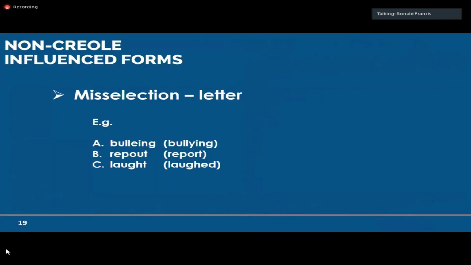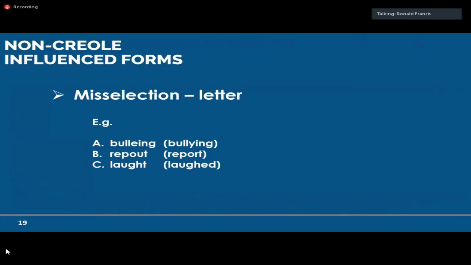You also have misselection of items. So bullying, for example, the child is just not aware of spelling conventions of English, or report, because OU in the word pour, for example, has the same sound as in report. I suppose you can make an argument about the lack of rhoticity, making that distinction. And one of my favorite examples, which you see here, is laughed, for example.